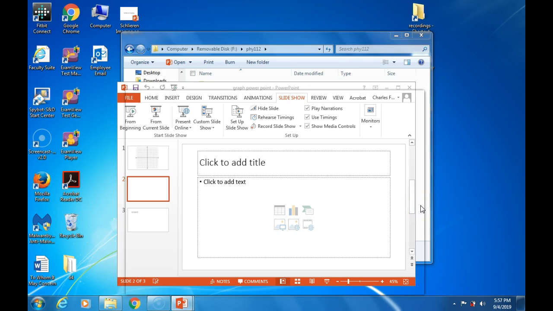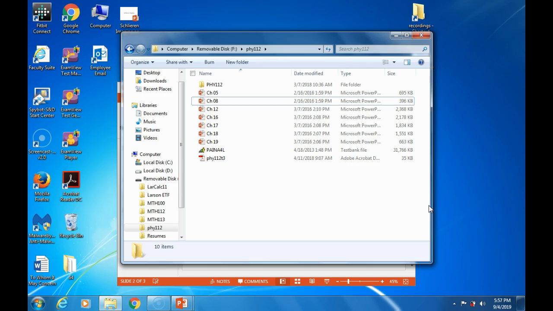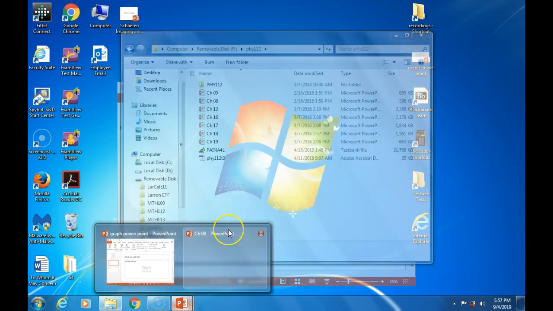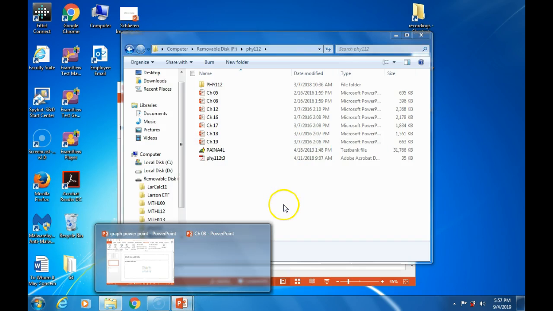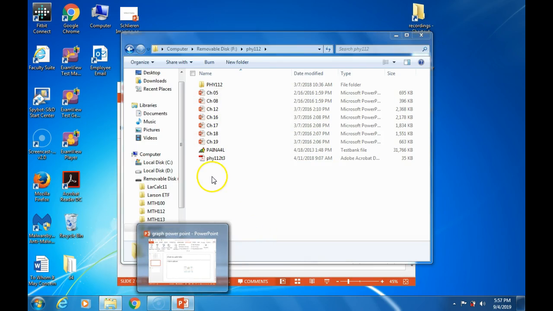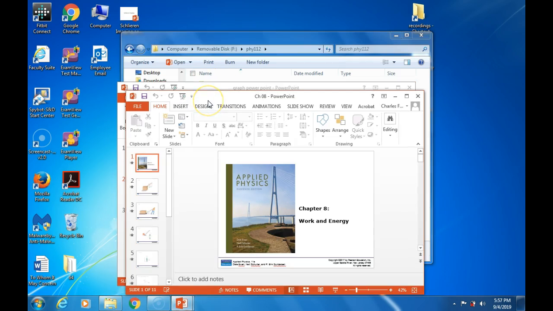Trying to find the edge of it. Here we go. It's not coming up. And I don't know why. Let me try it again. Chapter 8, PowerPoint. There we go. I don't know why it wouldn't come up the first two times.